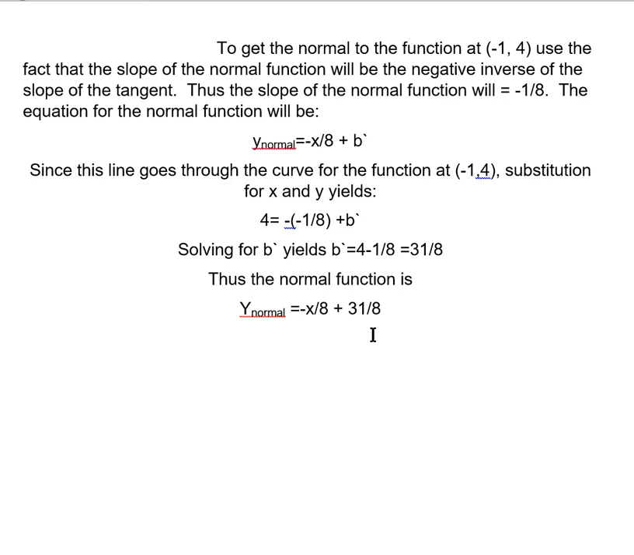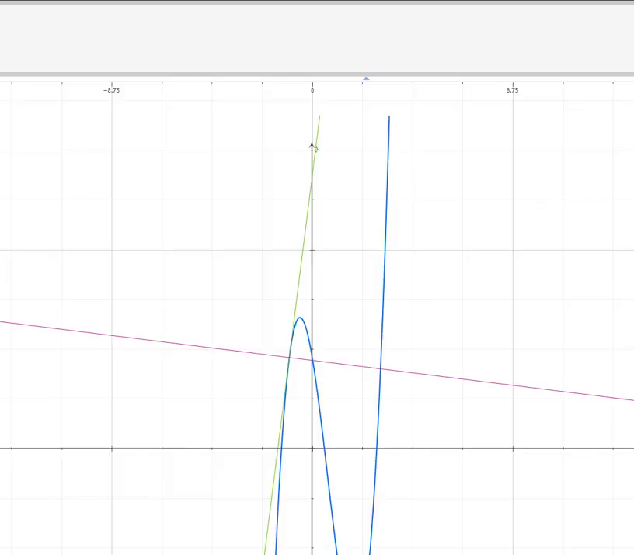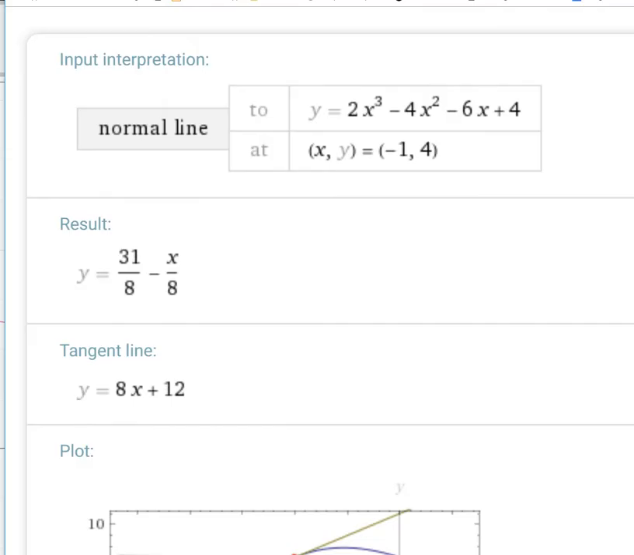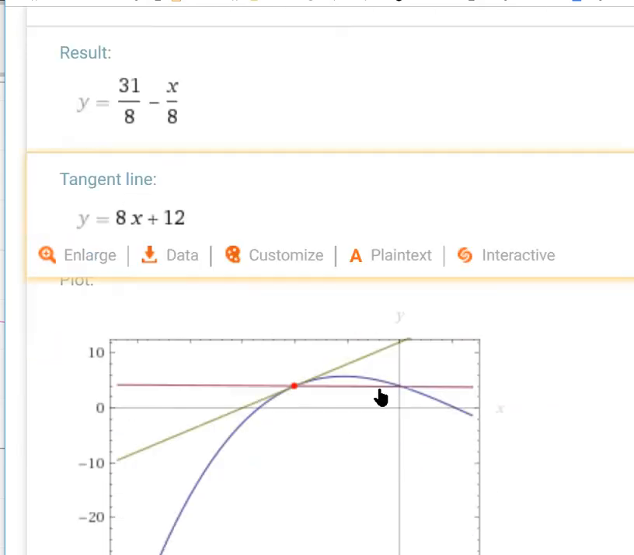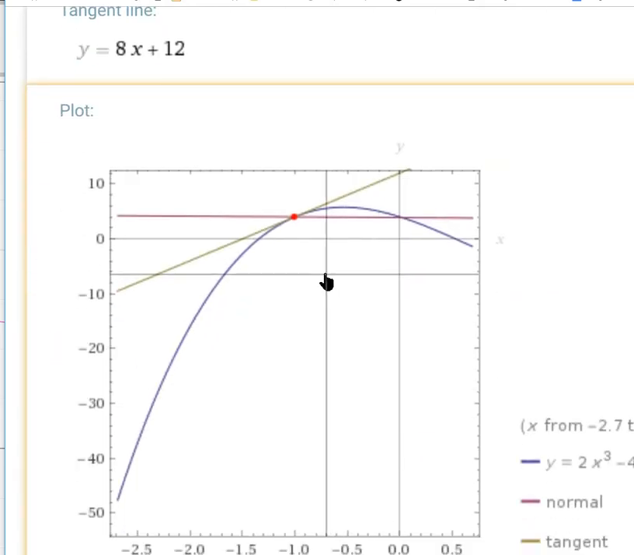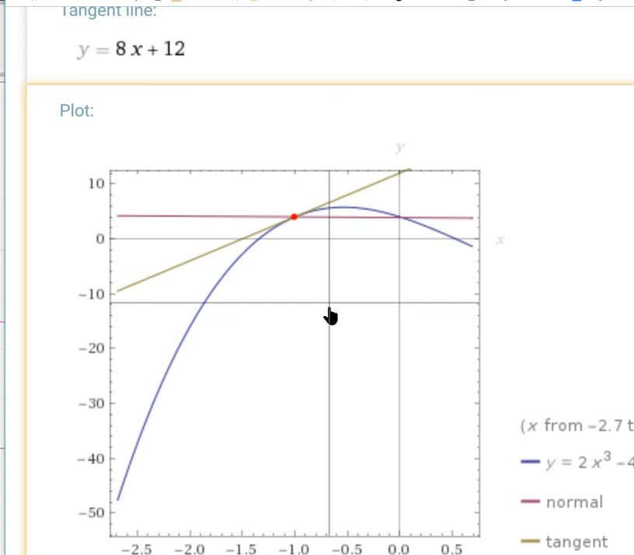So it's a very straightforward thing. And then we check the results with a plotting program, which I think is a good thing to do. And we also check the result using Wolfram Alpha. Wolfram Alpha actually gives you a curve as well. Okay, this is for the tangent.